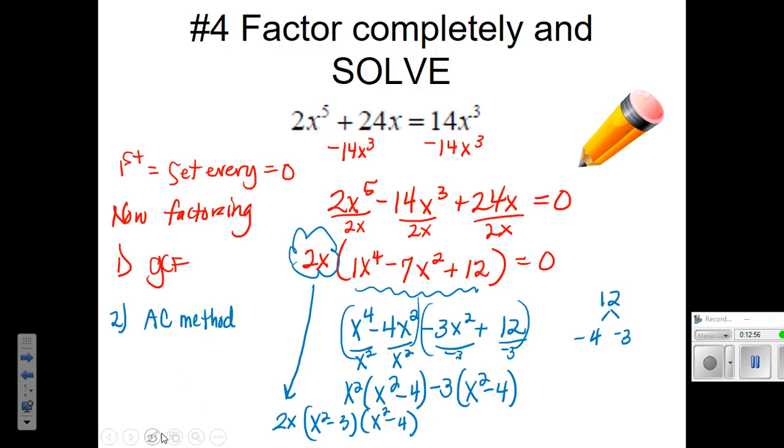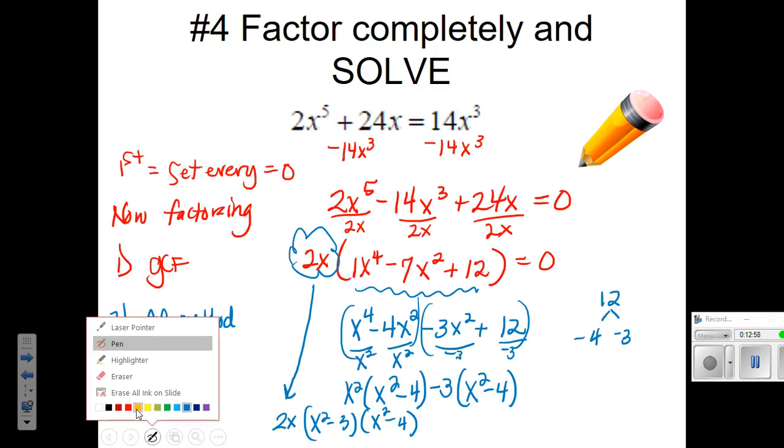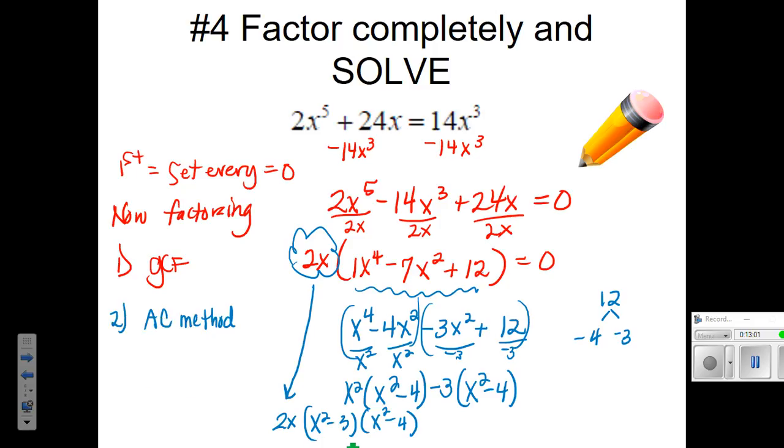Oh, wow. We have a problem. We can actually factor this one again. Why? Yes, 4 is a perfect square. 3 is not a perfect square, but 4 is. So the factors are 2x, x squared minus 3, x minus 2, and x plus 2. Oh, looky there. We can use the difference of 2 squares.